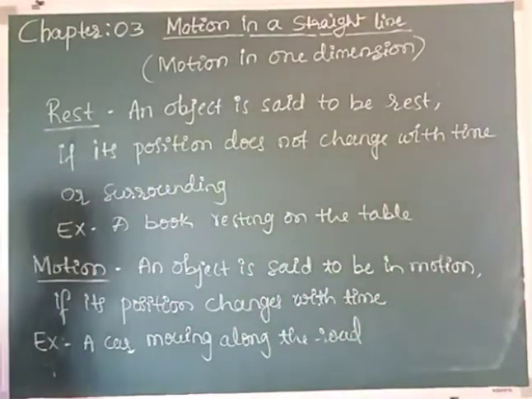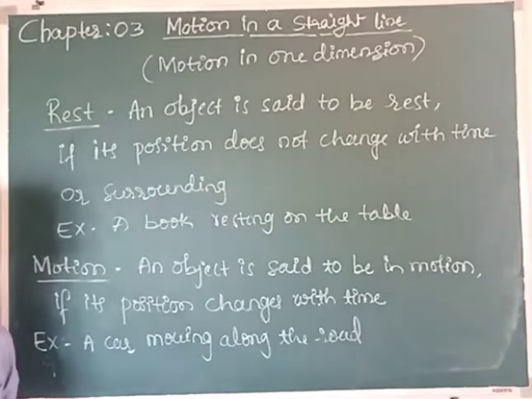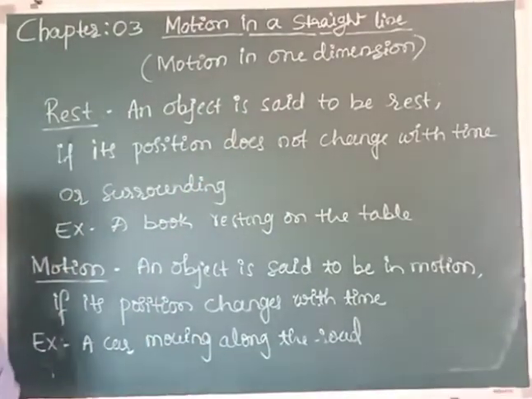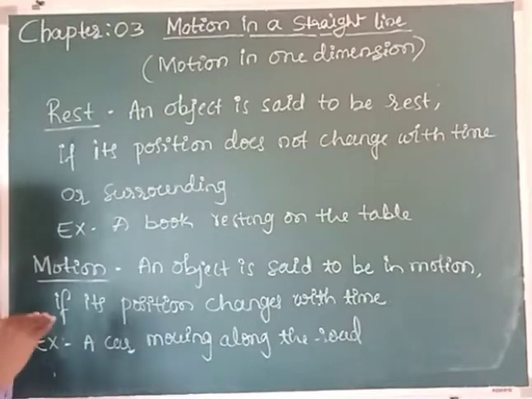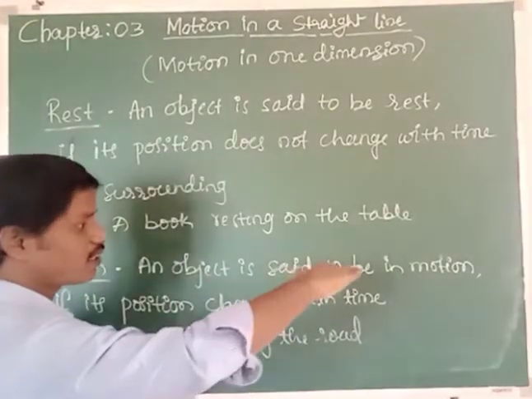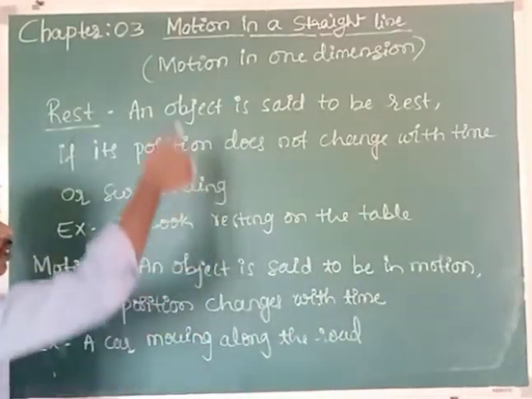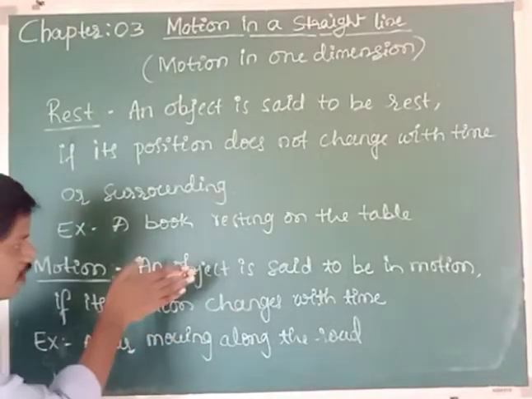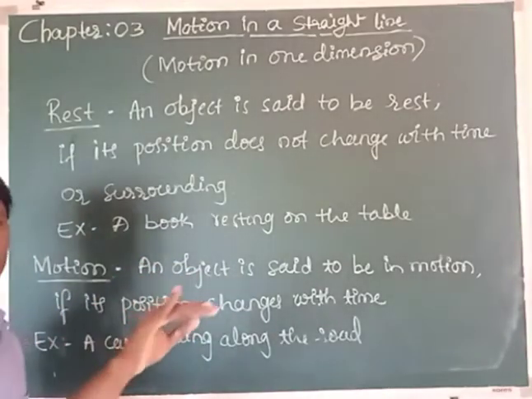Then next, what do you mean by motion in a straight line? Okay, so the motion of the object along a straight line is called motion in a straight line, and also it is called motion in 1 dimension, and also it is called rectilinear motion. Rectilinear motion means it is a straight line. The straight line may be the x-axis, the y-axis, or the z-axis. Z-axis means towards you or away from you.